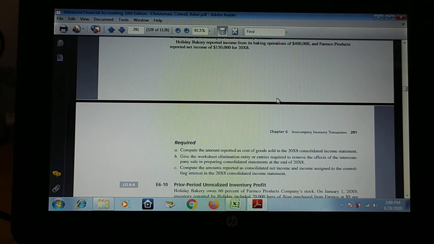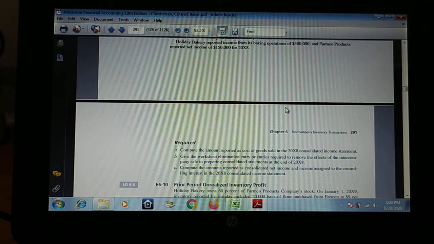Farmco prices its sales at cost plus 50% of cost for profit. Holiday, which purchased all its flour from Farmco in 2008, had no inventory on hand on January 1st, 2008. Holiday Bakery reports income from its baking operation of $100,000, and Farmco Products reported net income of $150,000 for 2008. So A, we are required to compute the COGS that will be reported in the consolidated income statement. And then B, we are asked to do the elimination entry.